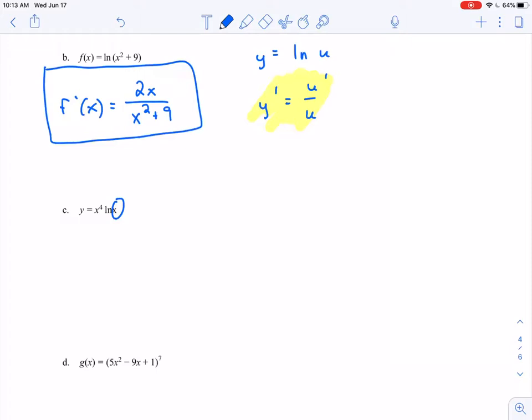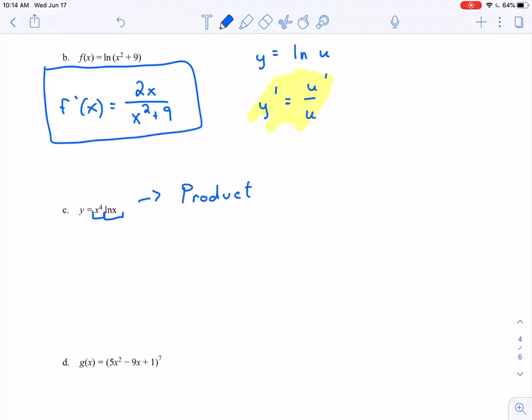Here I just have natural log of x, which means I don't have to use the chain rule. You could, I guess there's no harm in using it, but there's really no benefit to using it either. I look at this, I see x to the fourth times natural log of x. This was kind of a trick question thrown in there. This is not a chain rule problem. Instead, this is a product rule problem.